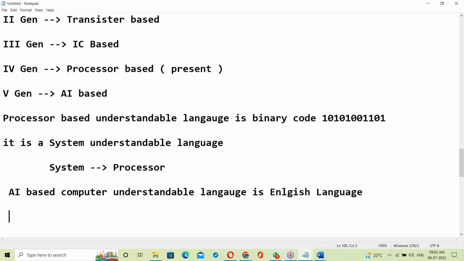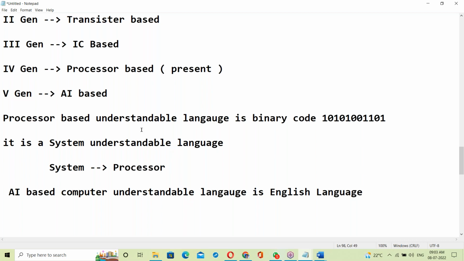Once AI-based computers come to the market, things become easy. Our work we can finish within a short time, very fast and quick. Everything becomes automation, and our work becomes easy. Within a short time we can finish our works. Okay, fine.